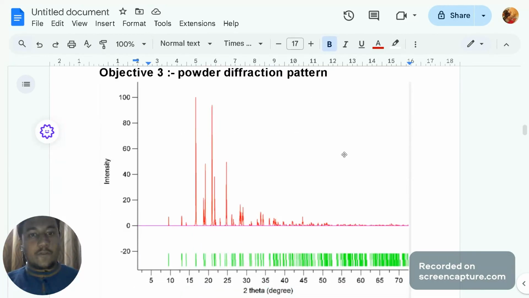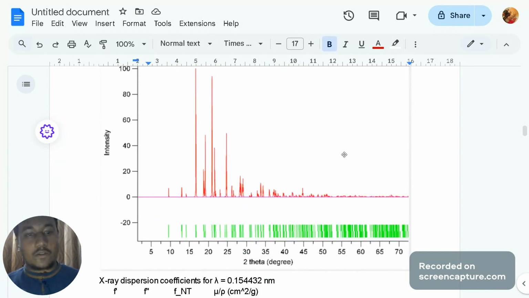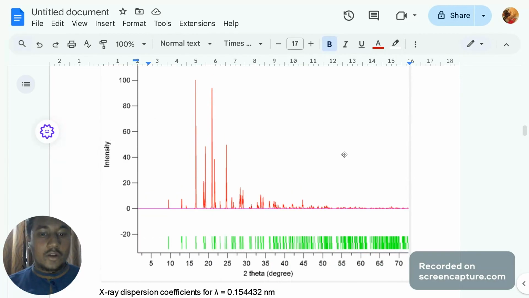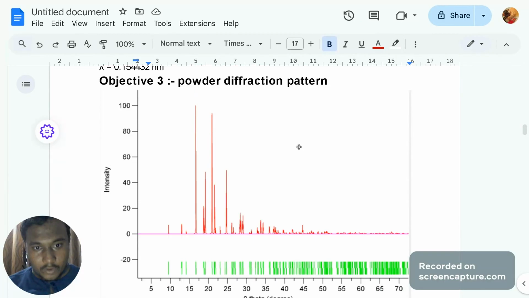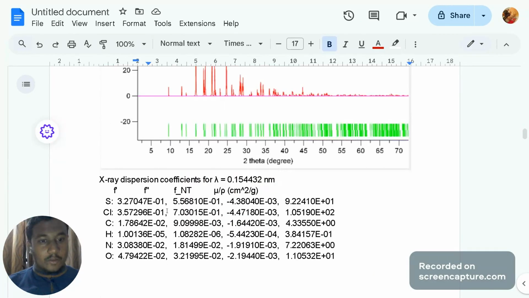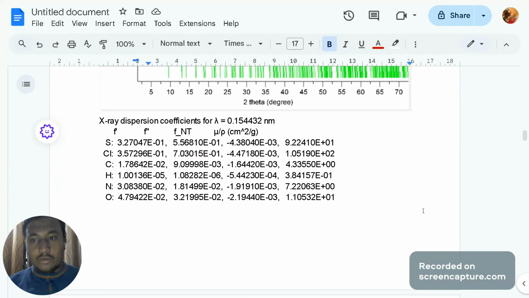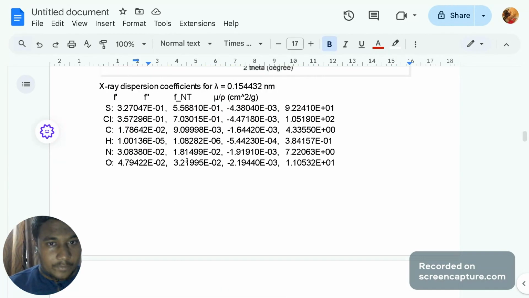For the powder diffraction pattern, I clicked on the utilities part, and there I selected the powder diffraction button. On calculating it, I obtained this result. There are certain peaks, and in between some smaller peaks are also obtained. The X-ray dispersion coefficients for lambda equals 0.154432 were scaled here, so you can see all the different atoms are covered here.